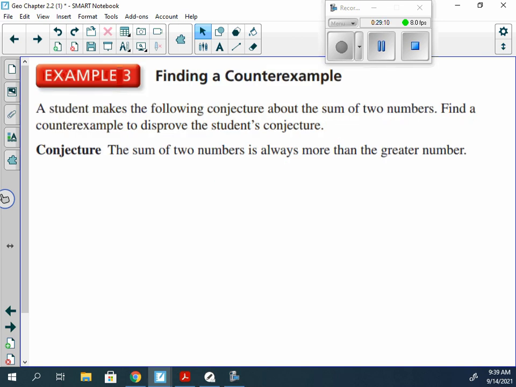A student made the following conjecture about the sum of 2 numbers. Find a counterexample to disprove the student's conjecture. The sum of 2 numbers is always more than the greater number. So 2 plus 3 is equal to 5. So the sum is 5, greater than 3, the bigger number? Yes, okay, so that would not be a counterexample. So thinking about any number, someone think of one that wouldn't work.